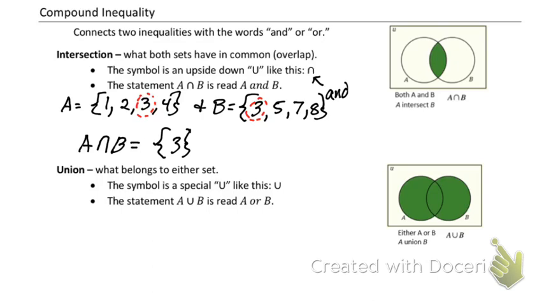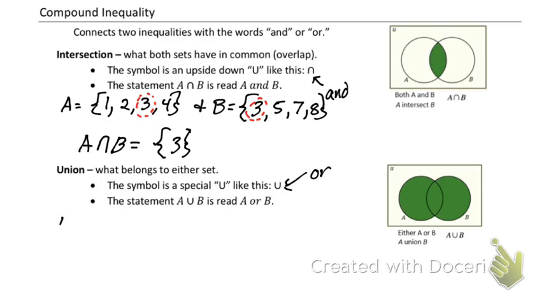So the statement A union B is read... the upside down one stands for and. This right side up one stands for or. I'm in set A, or I'm in set B. So it's no longer just the overlap. It is everything that's in set A, included with everything that's in set B.